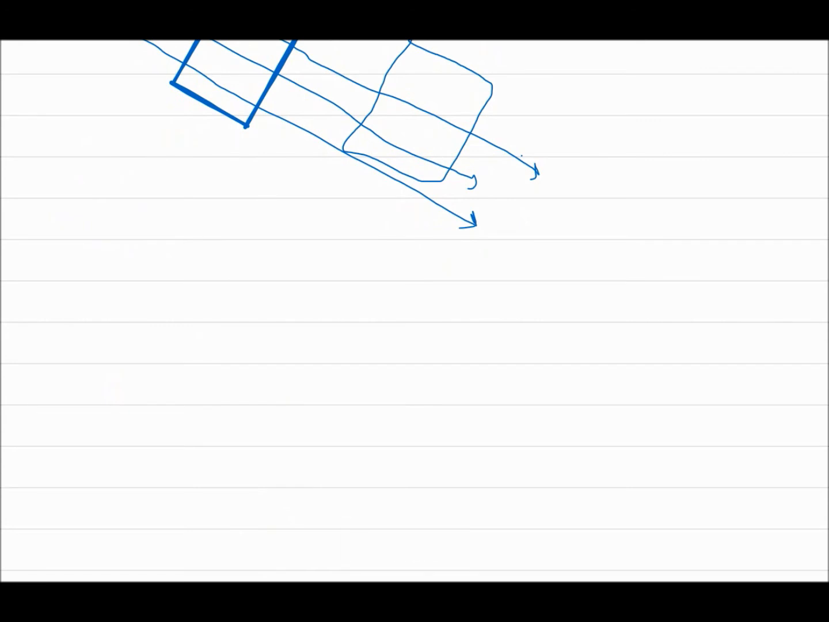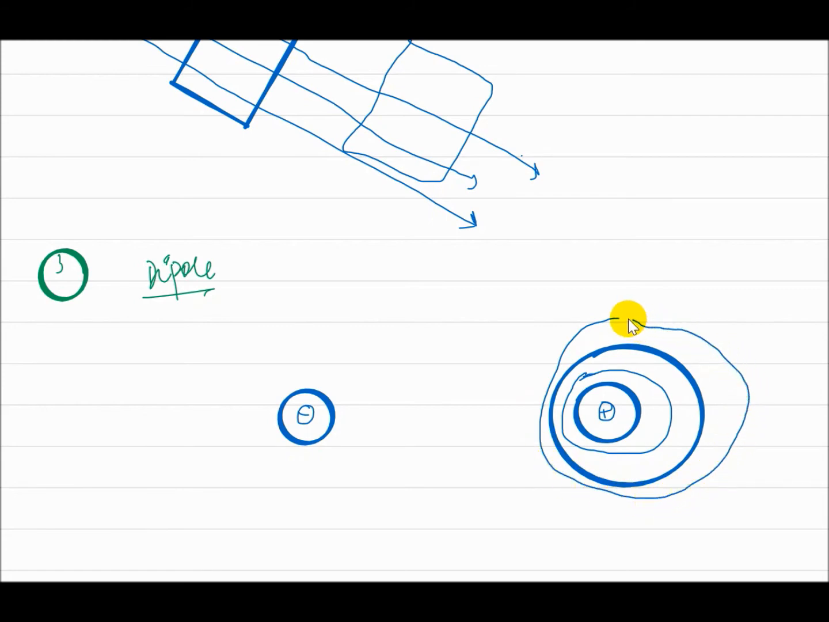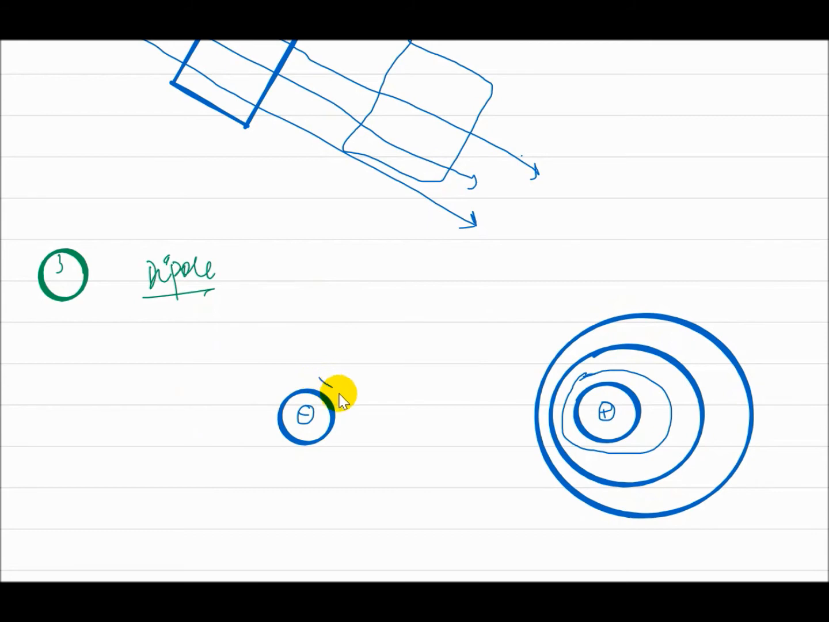The third one that we'll do is for a dipole. Minus, plus. The equipotential surfaces for a dipole are like this. They are inclined towards one another.